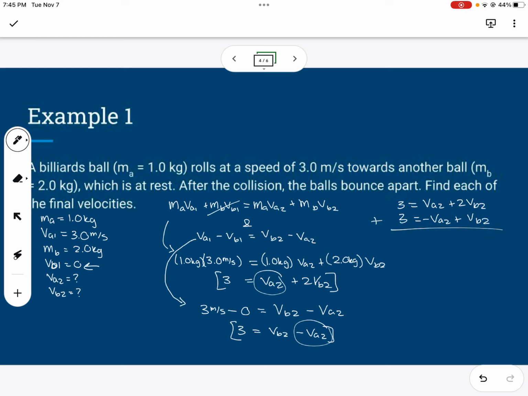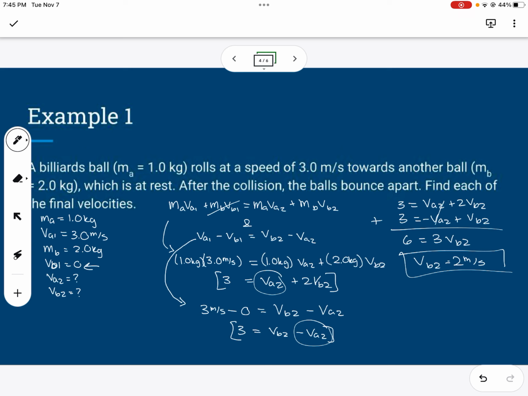I'm going to go ahead and add these equations together. I'm going to get 6. These two would cancel out, equals 3 VB2. VB2 is going to equal 2 meters per second. So that's VB2. That's for the second billiard ball, the one that we hit, the one that was originally at rest. Now I need to go ahead and solve for VA2.